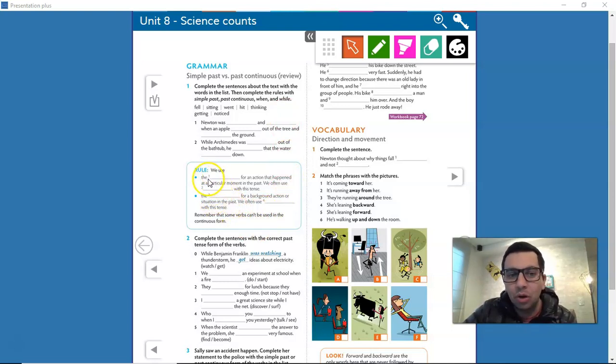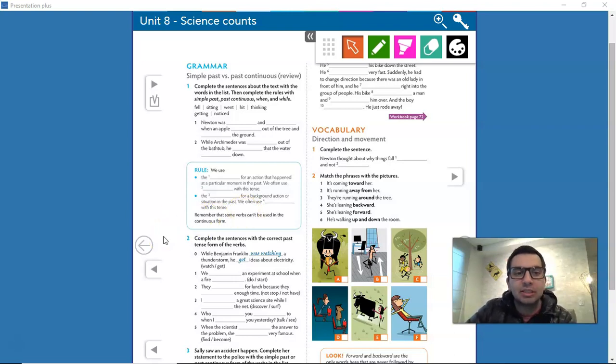The answer is, we use the simple past for an action that happened at a particular moment in the past, okay? We use when with this tense. We use the word when. And the next rule is, we use the past continuous for a background action, a longer action, or situation in the past. We often use while with this tense, okay? Remember that some verbs can't be used in the continuous form. For example, like, love, alright?